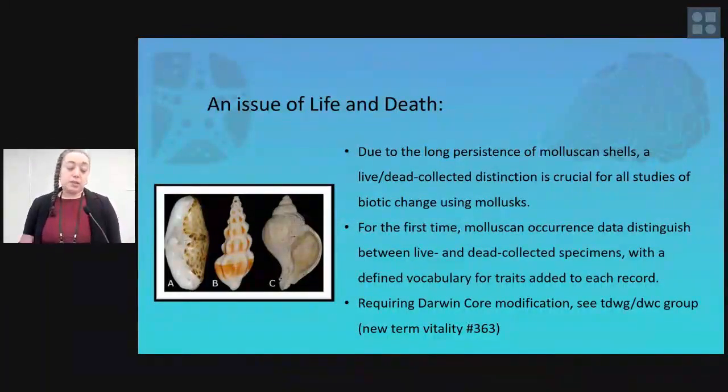And so ESB is distinguishing between live and dead collected specimens with a defined vocabulary and traits that can be added to each record. And this isn't just within the narrow world of ESB, right? We've taken this out to Darwin Core and to TDWG to try and create standards that can be used across collections and across not just natural history collections, but also biological collections in general. So that's a good example of some of the collaboration that's going on.